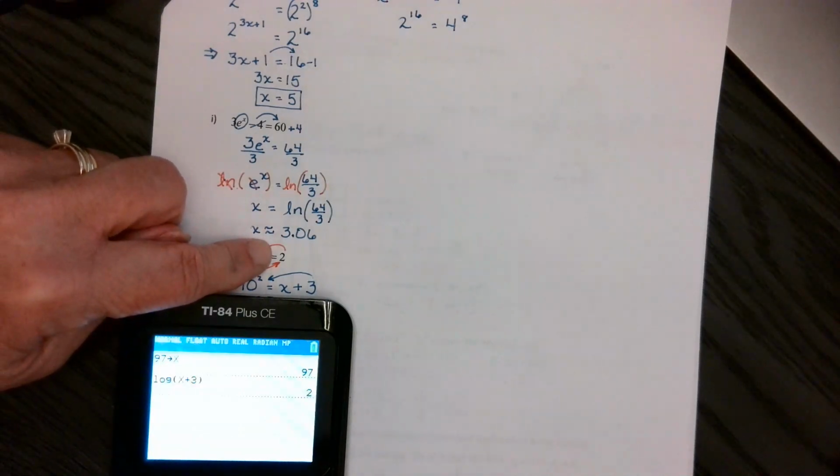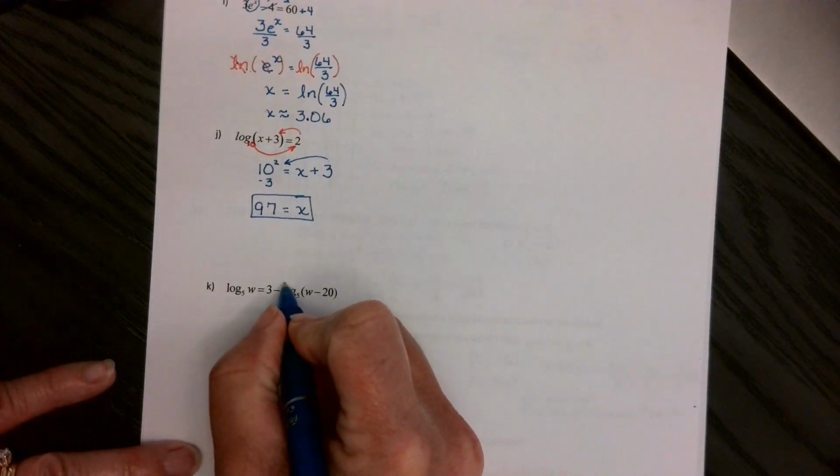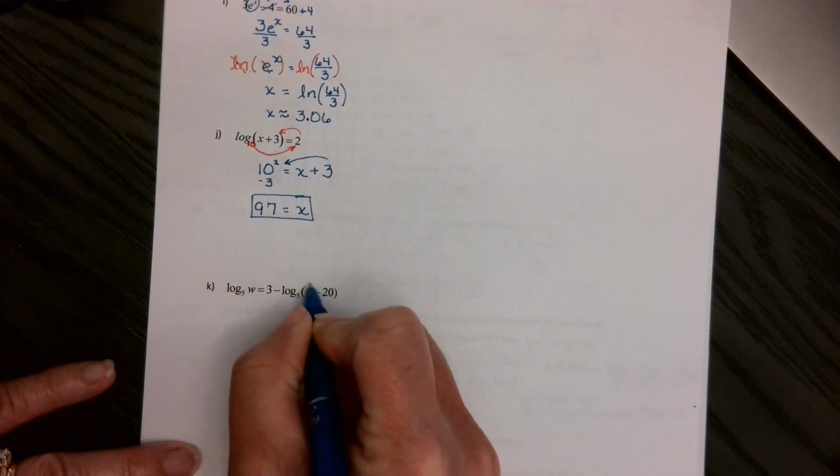X plus 3, if you can hear it, and then I'm going to hit enter. If it is right, it's going to give me 2, and it did. Okay, now the last one. 2 of these have logs, the other one does not. So we've got to get all our logs on one side. So I'm going to bring this whole thing over to the other side.